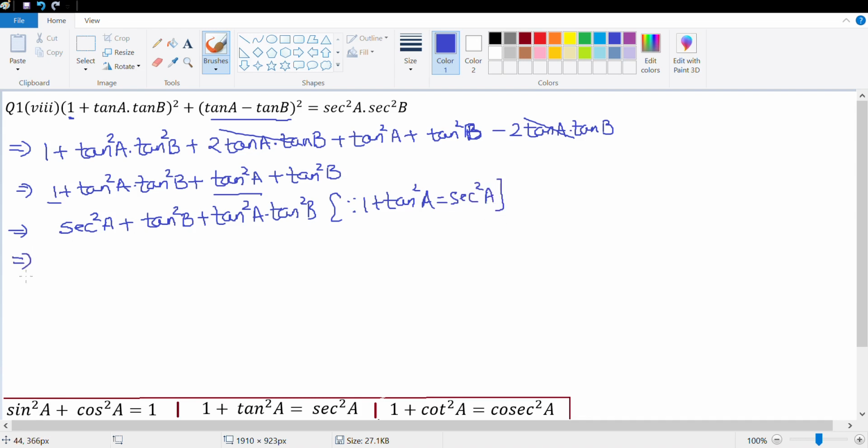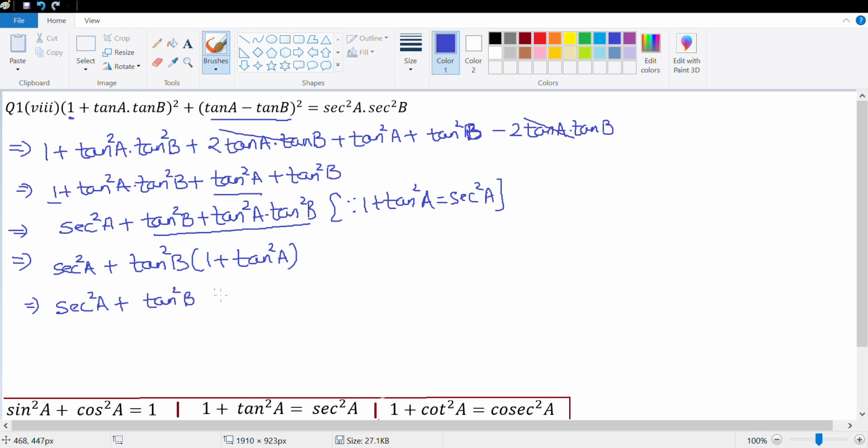Next, I will take some common element between these two. What is common between them is tan square B. So let me just take tan square B common. What I'm left with is 1 plus tan square A, which means this would be sec square A plus tan square B into 1 plus tan square A is sec square A. Again, since 1 plus tan square A is equal to sec square A.